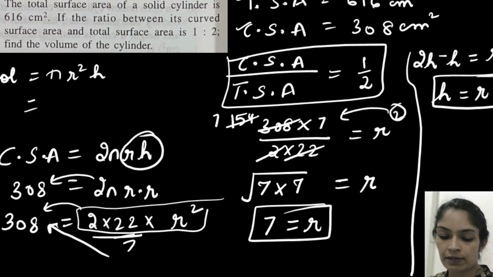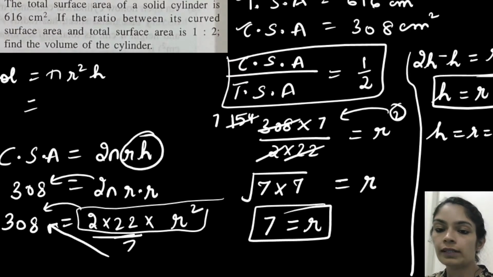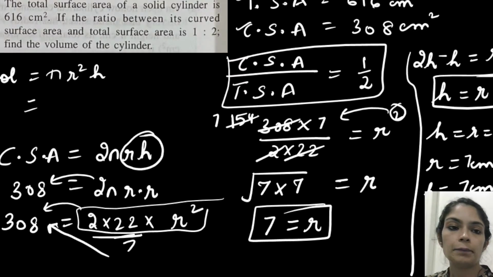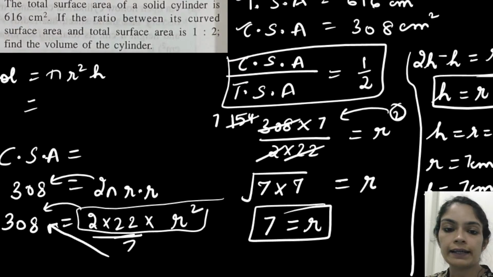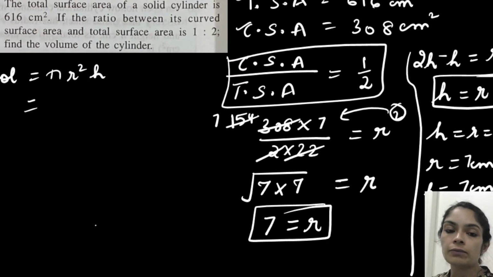So if r is 7, what is the value of height? Yes, height will also be 7, as we already know height is equal to radius is equal to 7. So height is also equal to 7 centimeter. Now I know the value of height as well as radius. Now let's find the required thing. In this question we had to find volume.